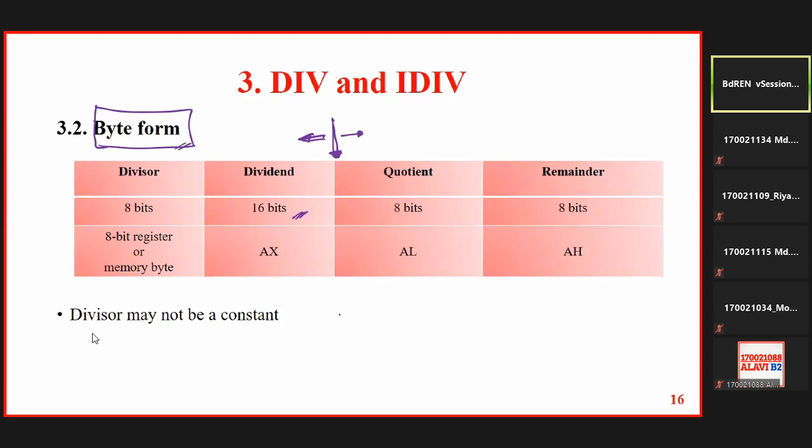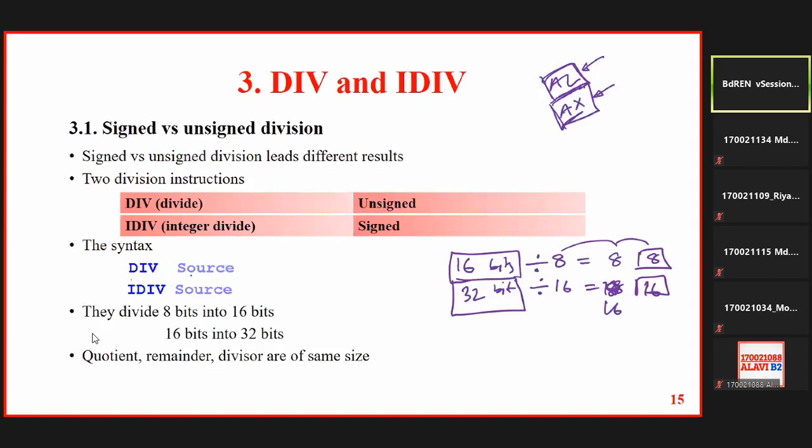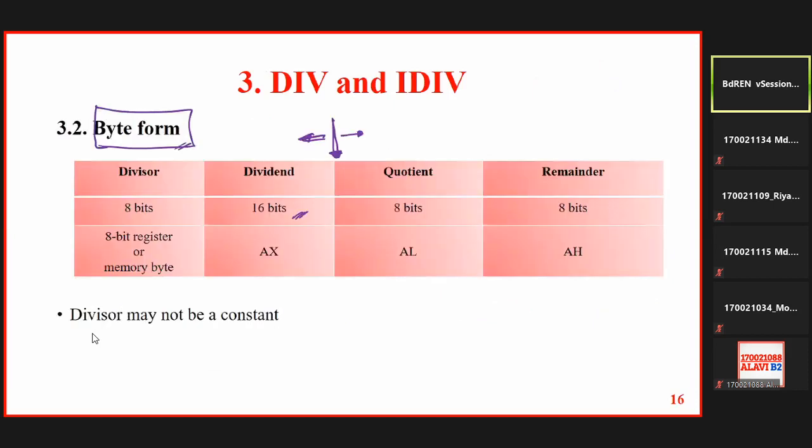Whenever we write div source or idiv source, for unsigned and signed cases, it will assume that our dividend is in AX, and this is your divisor. So AX will be divided by the source, and the result will be in AL, and AH will have the remainder. Is it okay up to now?